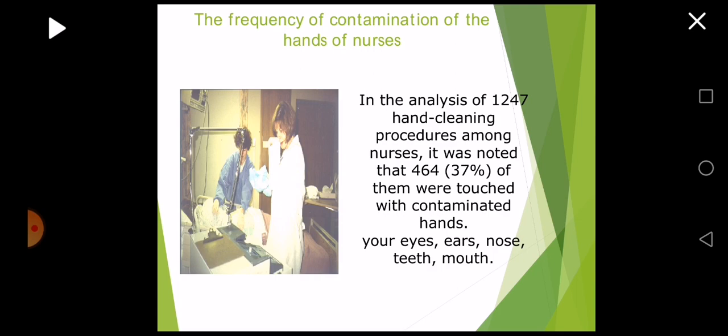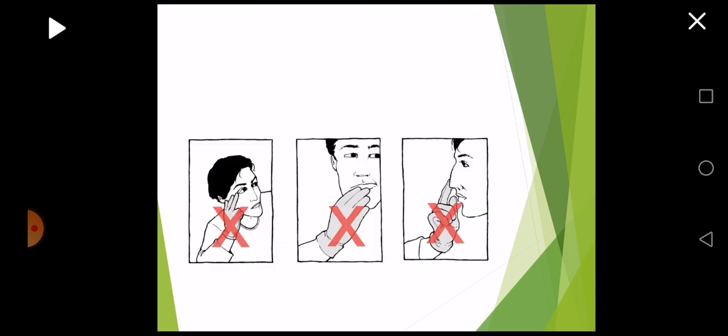The frequency of contamination of the hands of nurses. In the analysis of 1247 hand cleaning procedures among nurses, it was noted that 464, which means 37% of them, touched their eyes, ears, nose, teeth, mouth with contaminated hands.